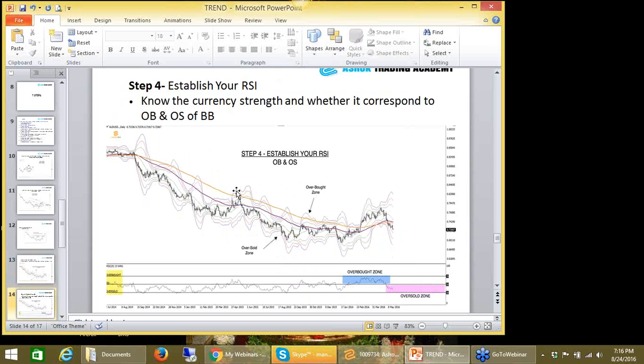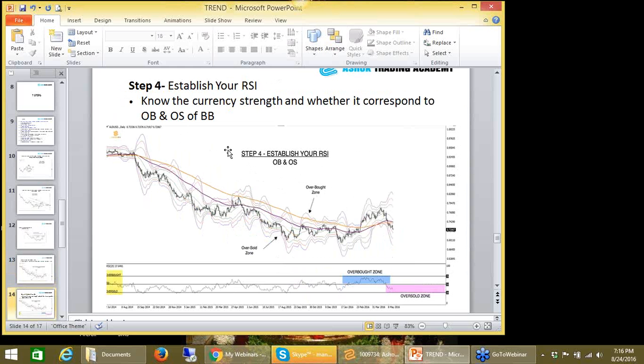Until now, is it clear for you how to find the moving average and Bollinger Band? Okay, I think maybe you are clear already. Then I will go to step number 4.